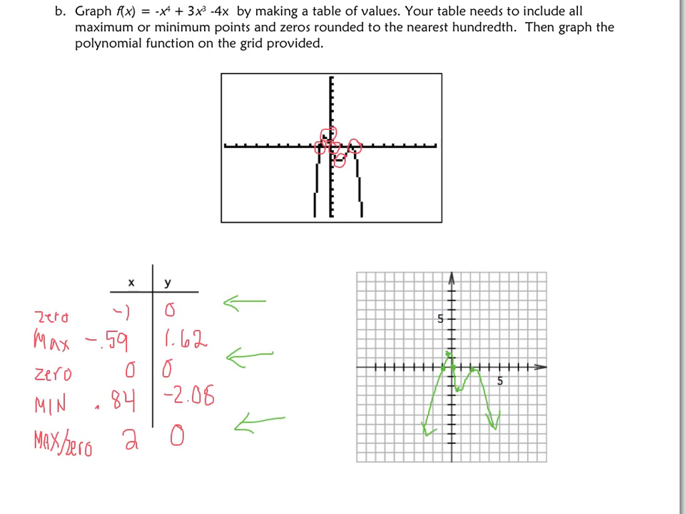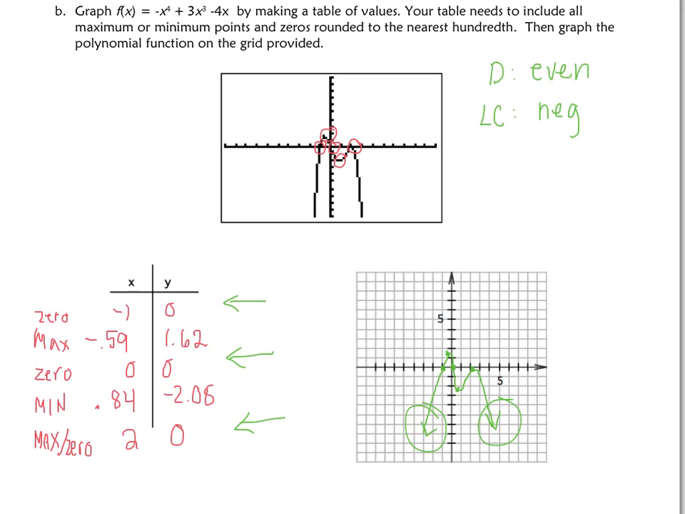And again, notice that the degree of this function was even, so it's going to have the end behavior like a parabola, and now the leading coefficient is negative, so it should be going down on both ends, and it is.